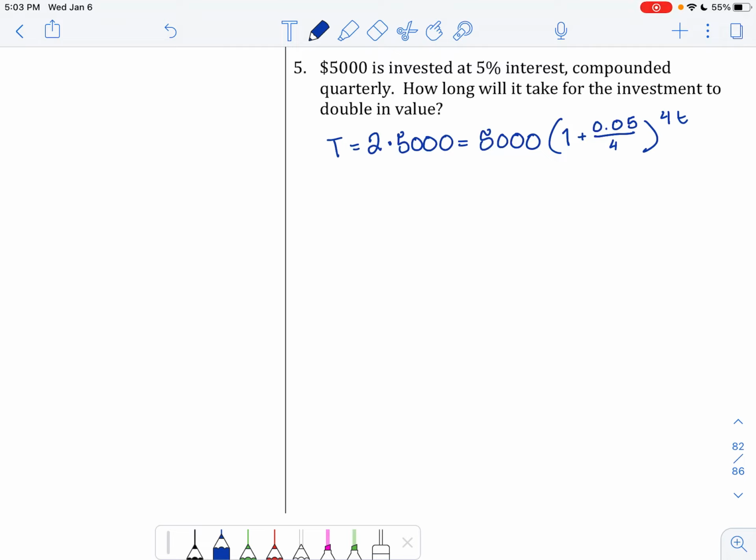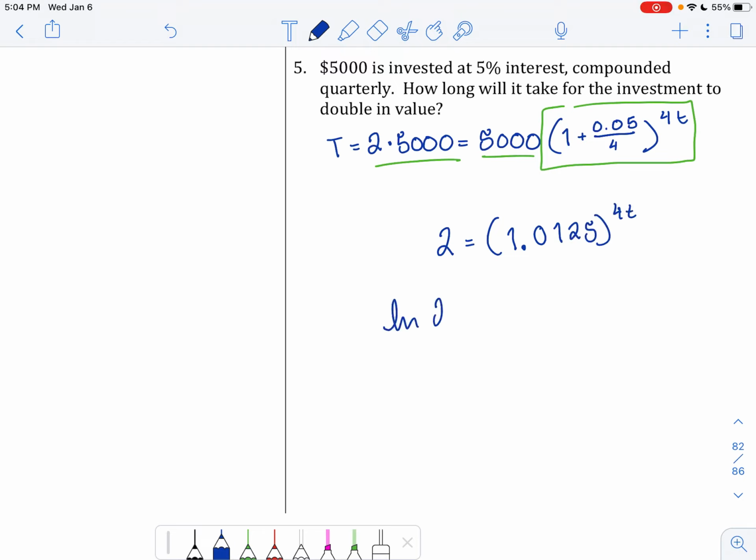So then, again, we want the exponential term alone first. So I'm going to divide by 5,000 on both sides and end up with 2 is equal to, and I'm going to simplify what's inside there to 1.0125^(4t). And now is when I'll take the log of both sides and bring down the exponent. So 4t times ln of 1.0125. From here, you can solve for t, and then remember your unit is in years.